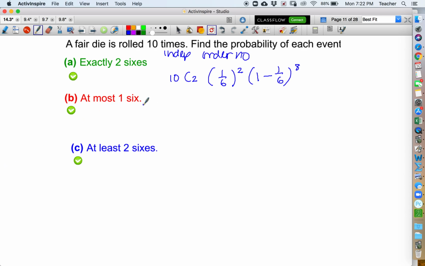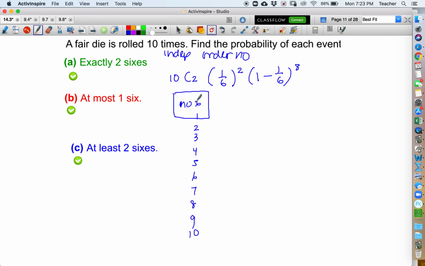At most one 6. If you roll it 10 times and you want at most one 6, you can either get no 6s, one 6, two, three, four, five, six, seven, eight, nine, or all 10 of them will be 6s. At most one 6 will be these two right here.